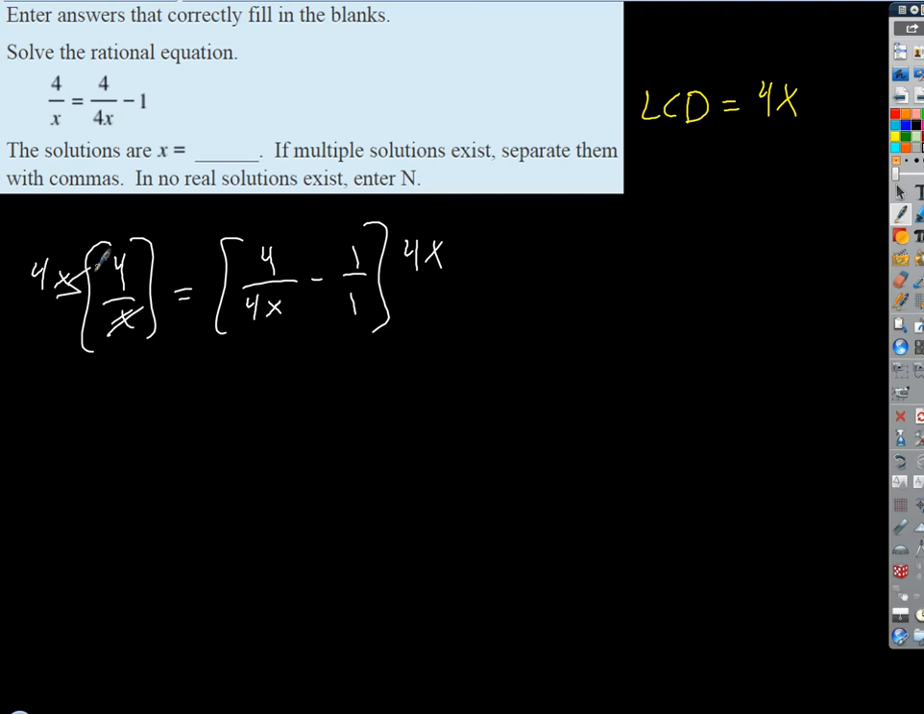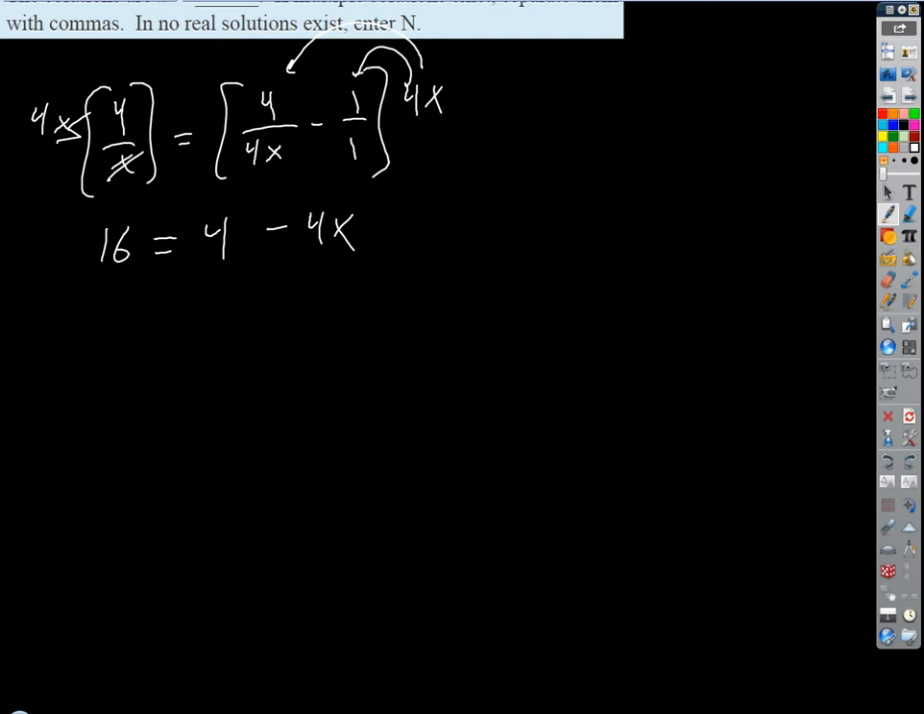So on the left side, the x's cancel, and we get 16. On the right side, when we distribute the 4x times 4 over 4x, the 4x's in this case would cancel, and I would just get a 4. And then when I distribute to the 1, I just get minus 4x. And so our solution then, if we isolate the 4x, we subtract 4 from both sides. Because we have a single x in this equation, we can just isolate it. So subtract 4, and I get 12 equals -4x. Divide both sides by -4, and we get x equals -3.